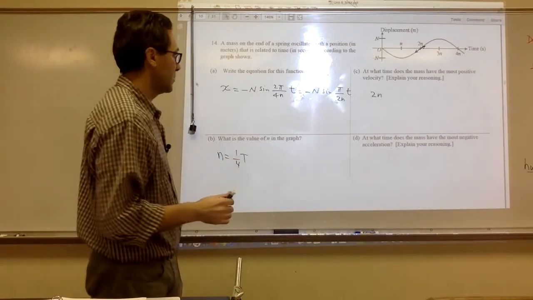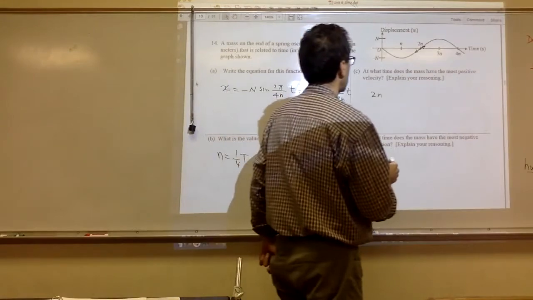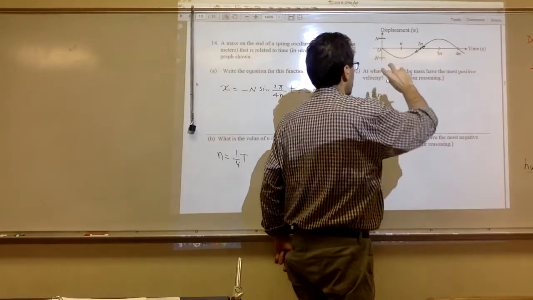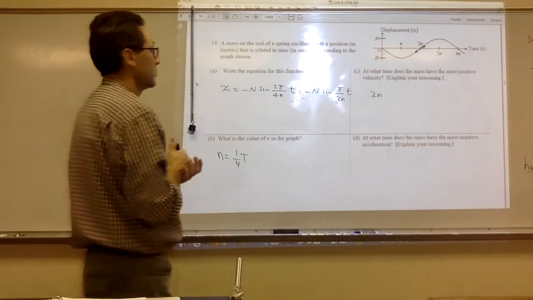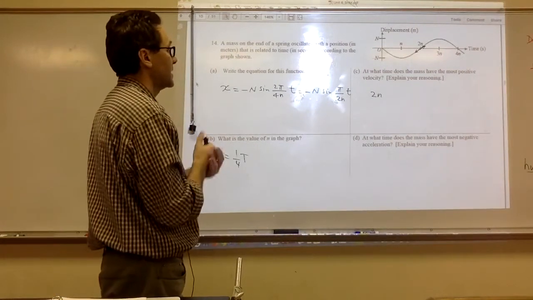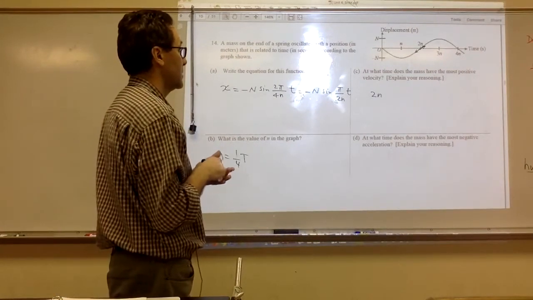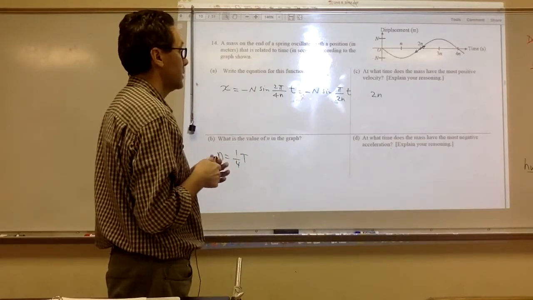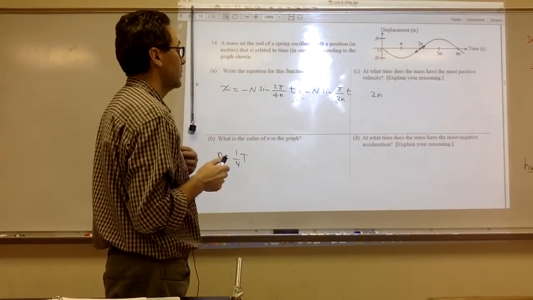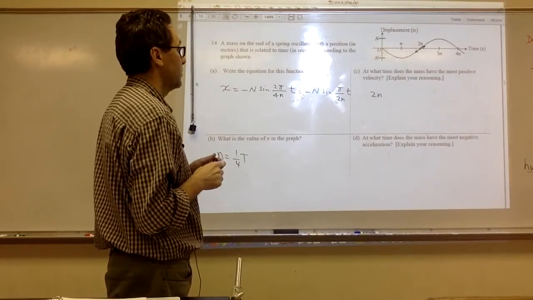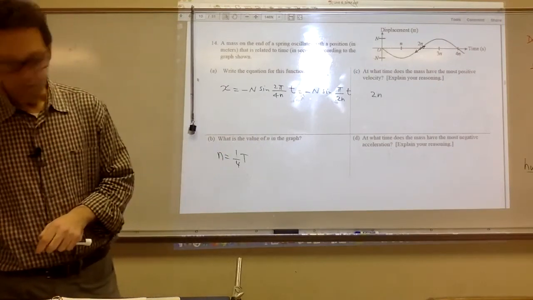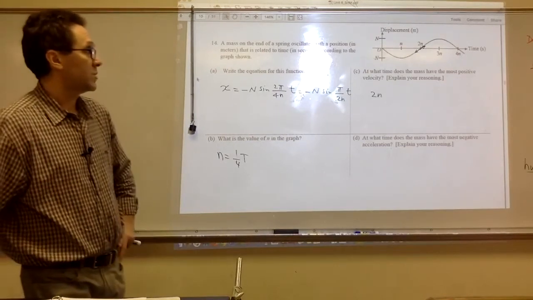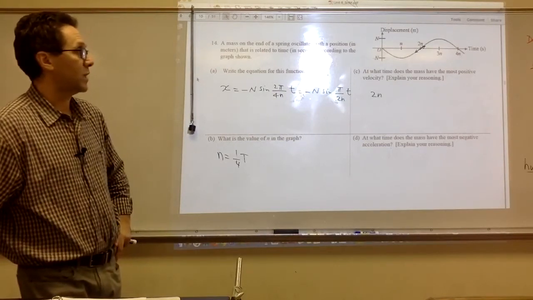At what time does the mass have the most negative acceleration? So we know that displacement and acceleration are always opposite. We learned that earlier in the unit, and we explained why. So the most negative would be at 3n, because that's when the displacement is at maximum and positive.